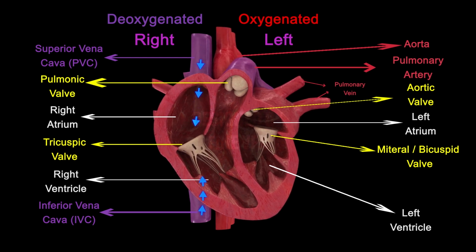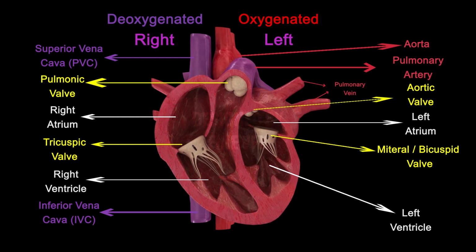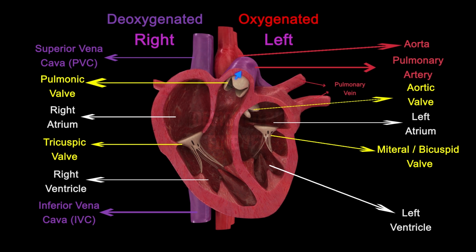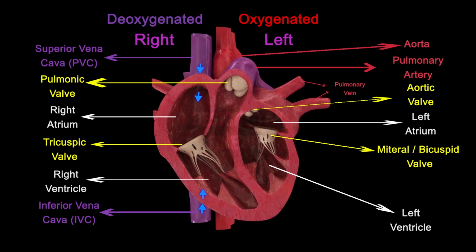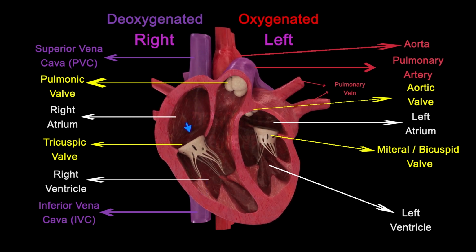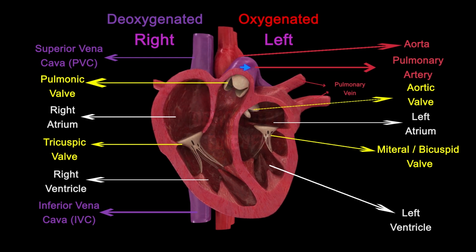Remember, this is an artery, because the blood is going away from the heart, but it's also blue here, because this is still deoxygenated blood. The pulmonary artery branches and carries blood to the left and the right lungs, to receive oxygen and release carbon dioxide.